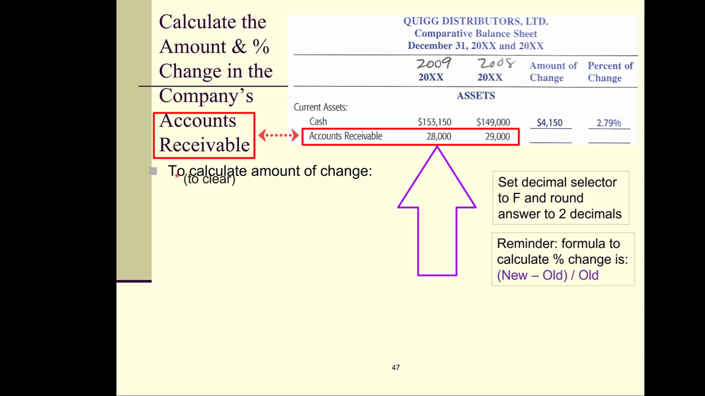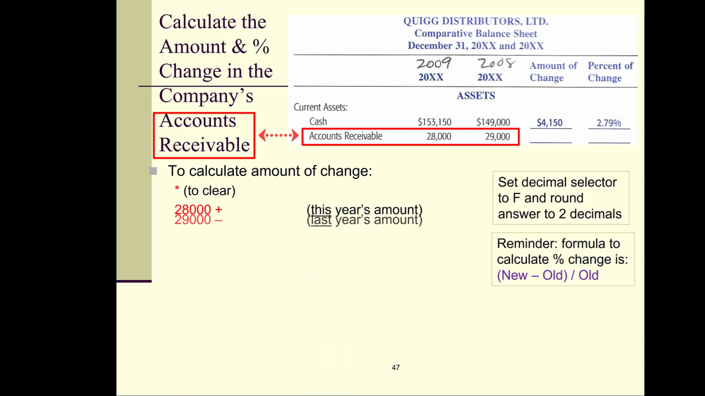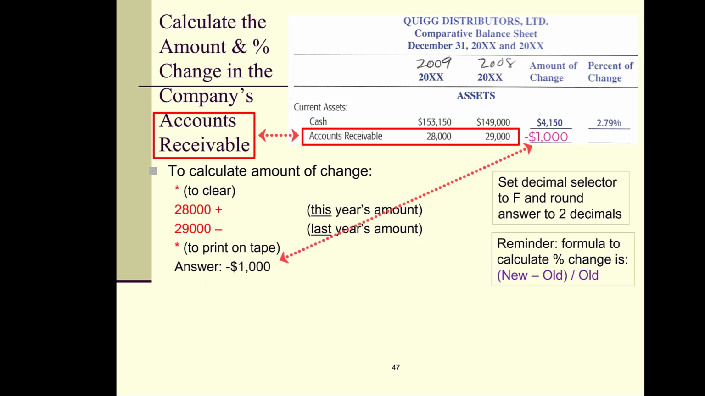First of all, we're going to calculate the amount of change. So we're going to clear it. 28,000 is the new number, plus 29,000 minus, and to print that on your tape, hit asterisk. And what's on your tape should be negative $1,000. So the amount of change in accounts receivable is minus 1,000. And so we've done the top part of the formula, new minus old. Now we just need to divide by the old number.